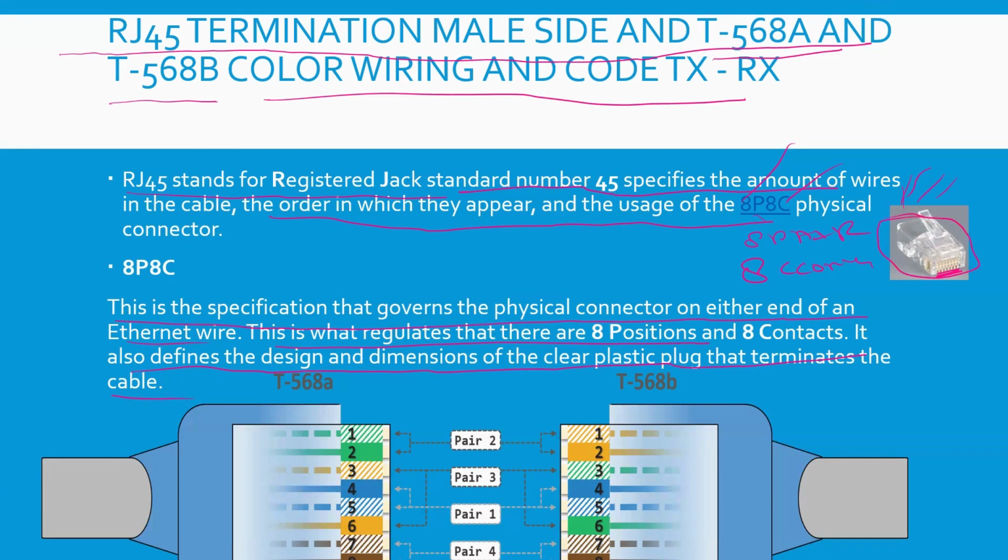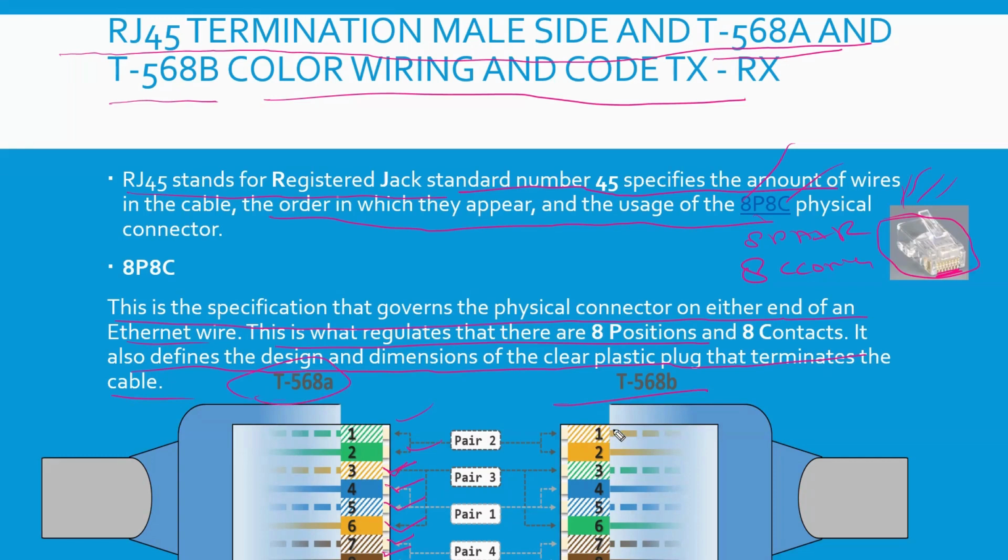How does it look? So you would see some here. I told you before that there are eight wires. So the color for the A scheme would be white-green, solid green, white-orange, solid blue, white-blue, solid orange, white-brown, and solid brown. So that's the color design for the A scheme, and that's how you terminate the A side.